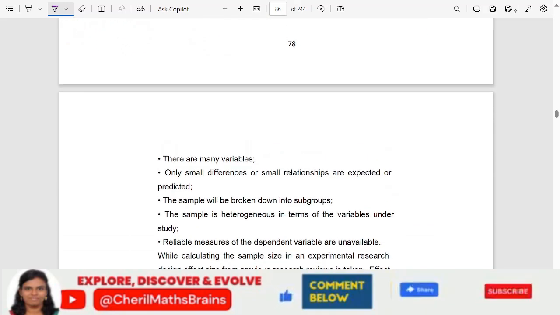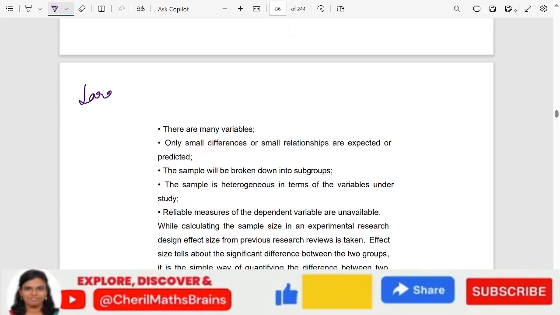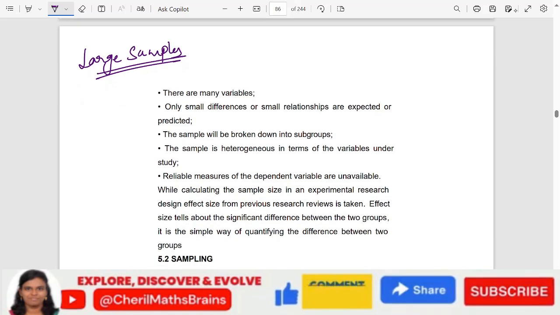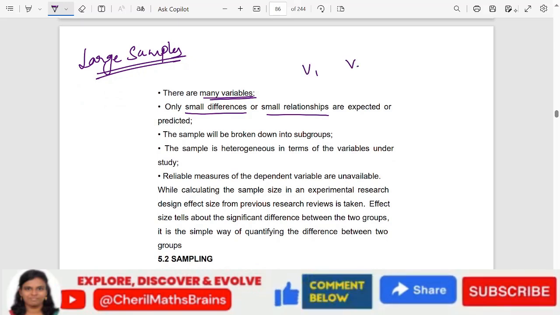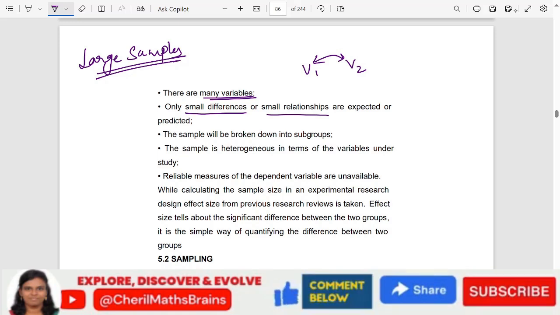So where all do we have to use large samples? We use many samples in the case where we have many variables for our research, or only small differences or small relationships are expected. So between variable 1 and variable 2, only a small difference or small relationship is there.